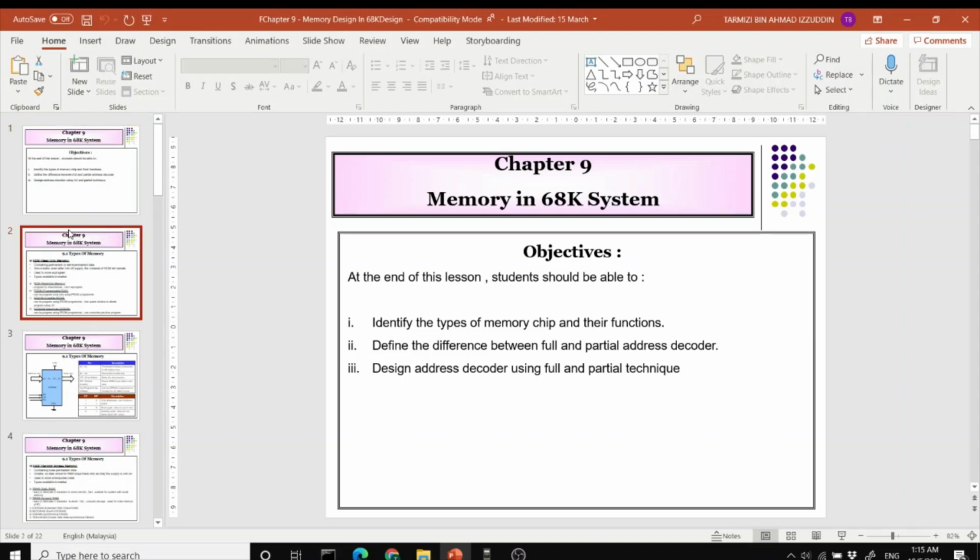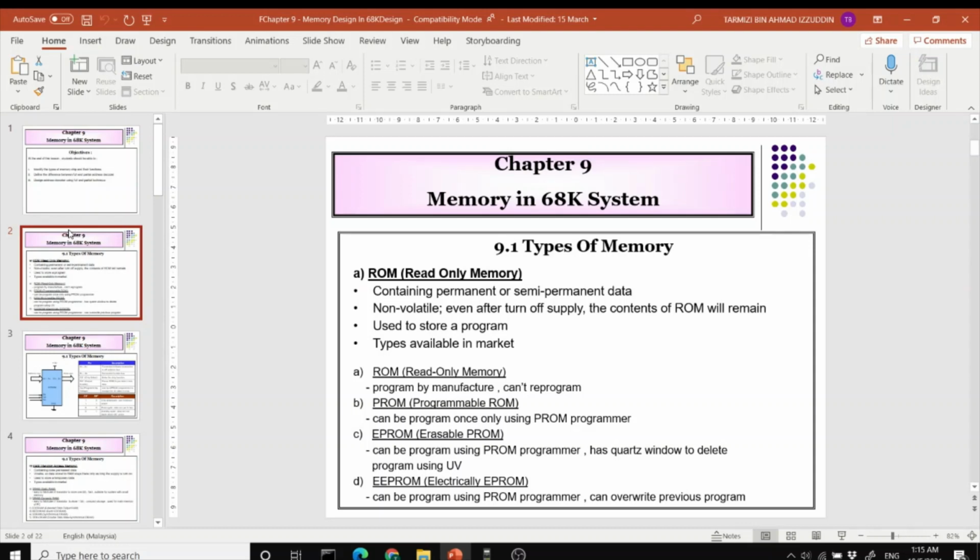Okay, for today, first we're going to look at the types of memory available in a computer system. So I think all of you have familiarized yourself with the types of memory that is available in a computer system. We have ROM and then we have RAM, so this no need to be covered again. We're going to look at first what is read-only memory.